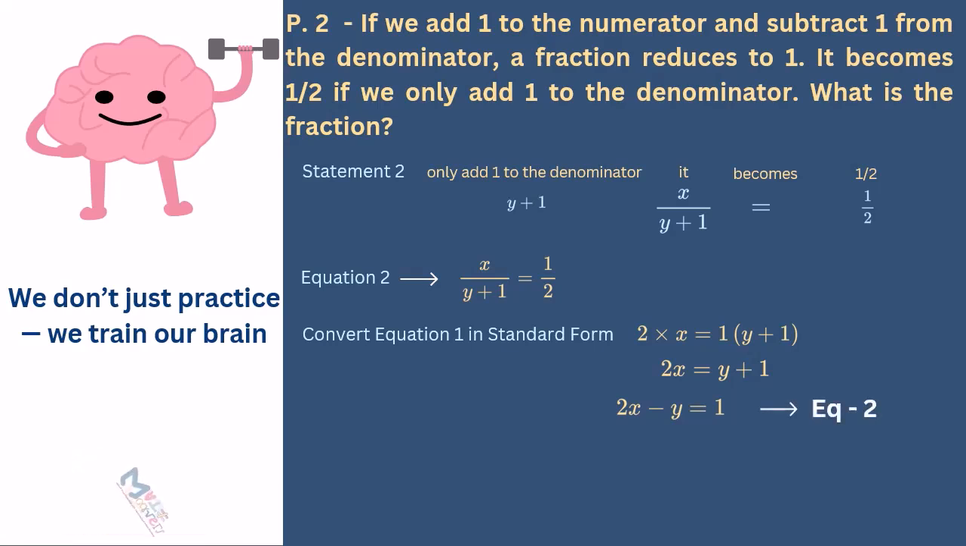Now it's time to nail the solution. We've got two equations. Equation 1, x minus y equals negative 2. Equation 2, 2x minus y equals 1. Your job is to solve them. You can use substitution or elimination, whichever you prefer.